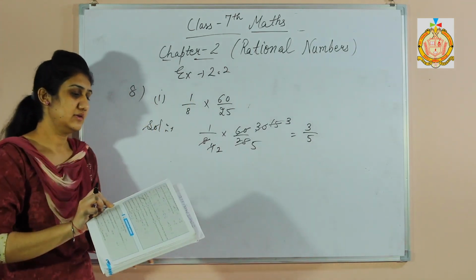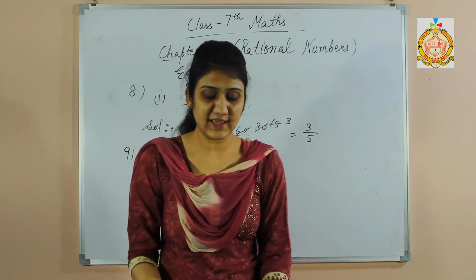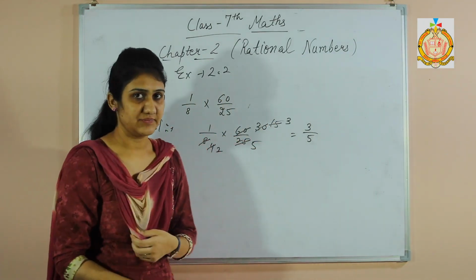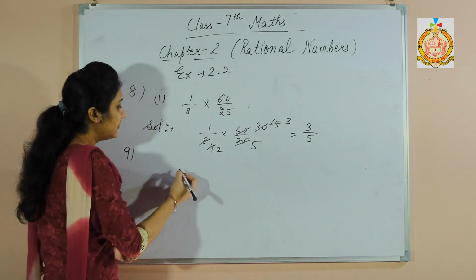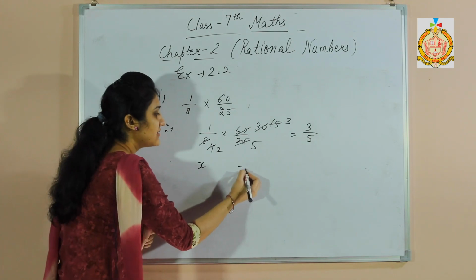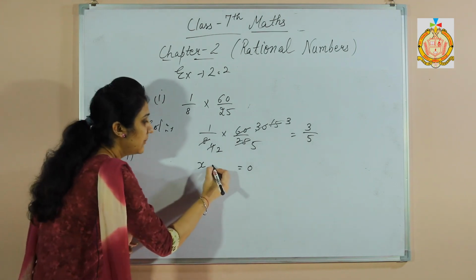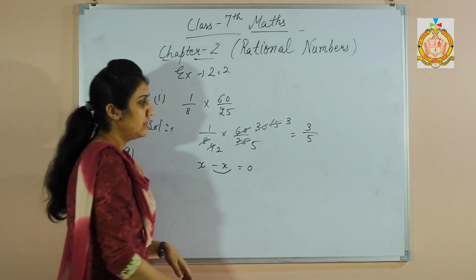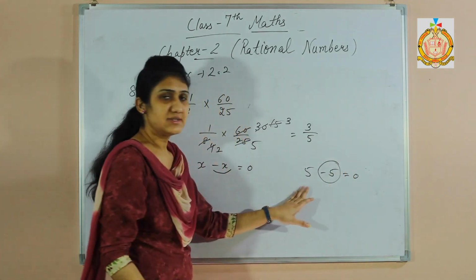Now I am doing the 9th part. In the 9th part, we have to find the additive inverse of the following rational numbers. So first understand what the additive inverse is. Additive inverse is the number which we add to get the answer as 0. For example, if we have to find the additive inverse of x, which number do we have to add to it to get the answer 0? We will write minus x. So we need minus x to get the answer 0. So if the number is 5, you can write minus 5. So the additive inverse of 5 is minus 5.